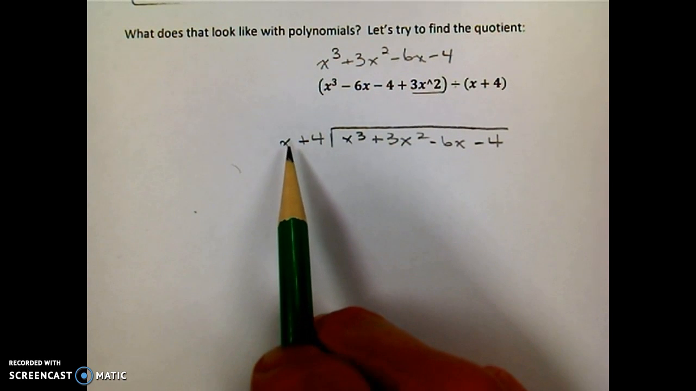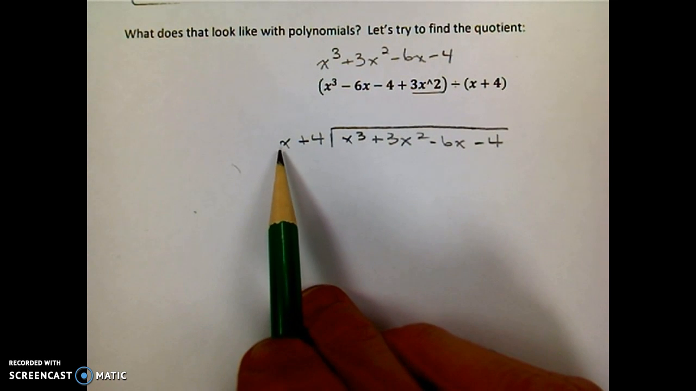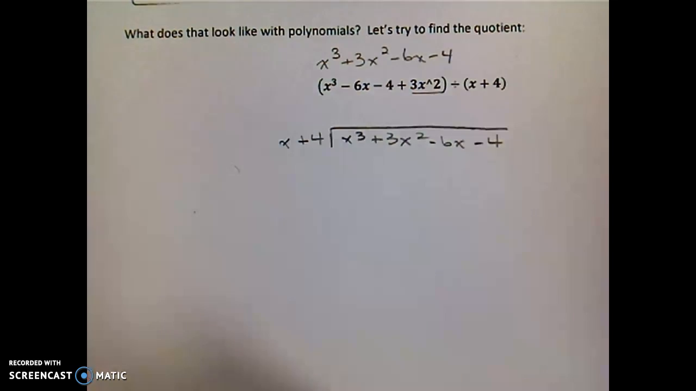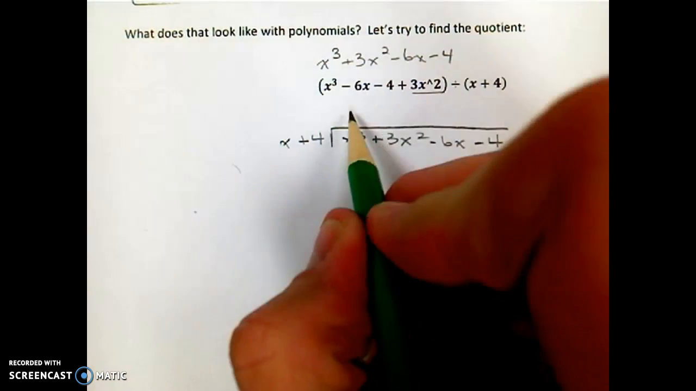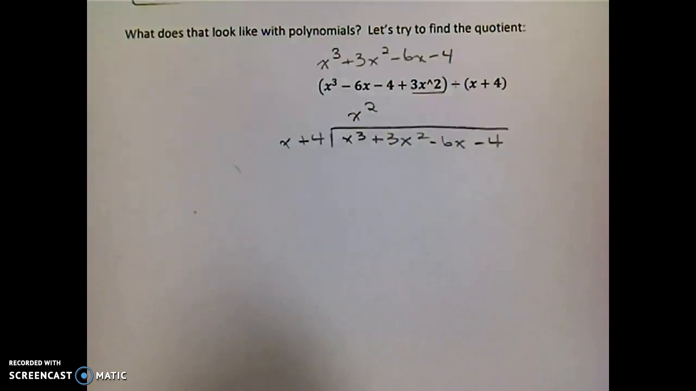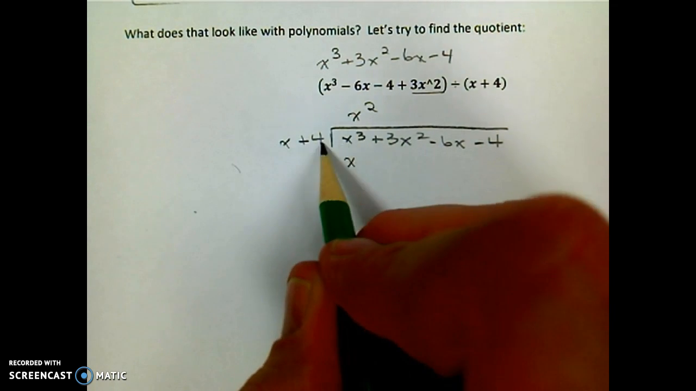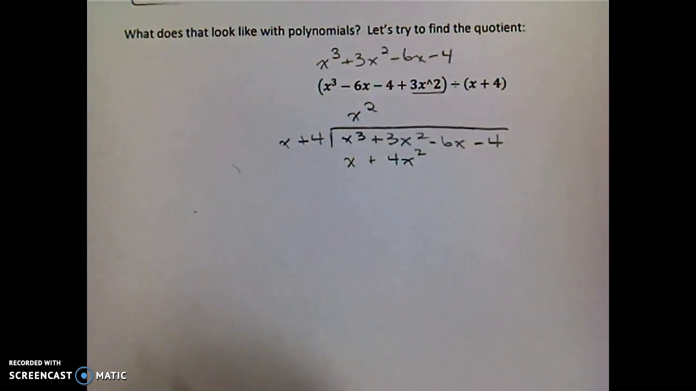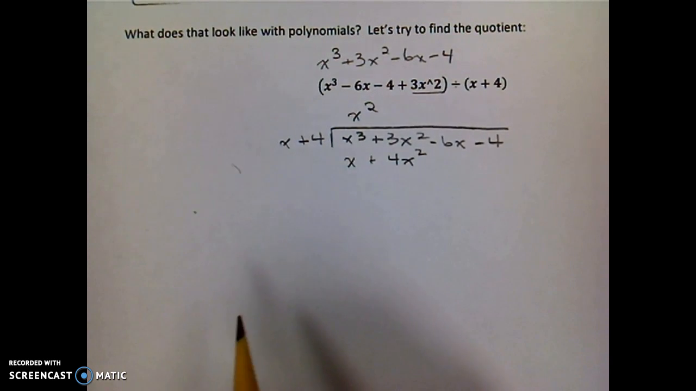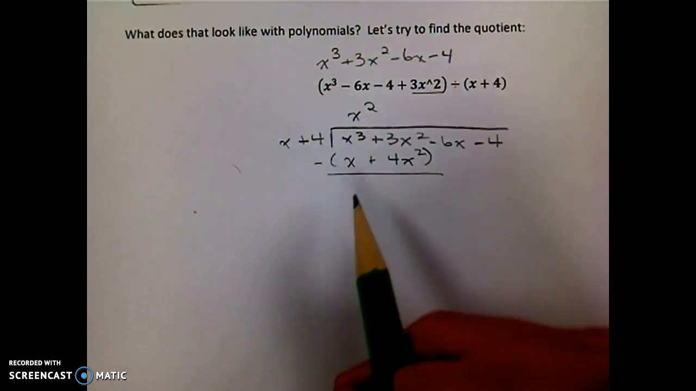So following the pattern, the algorithm that we'd use for long division with numbers, I'm thinking about what do I have to multiply times x that'll give me x to the 3rd? Well, I have 1 copy of x, I need 3, so that's x squared, 2 copies of x. So x squared times x is x to the 3rd, x squared times 4, 4x squared. Now thinking about my algorithm for numbers, I know I'm going to subtract next, so let's do that.